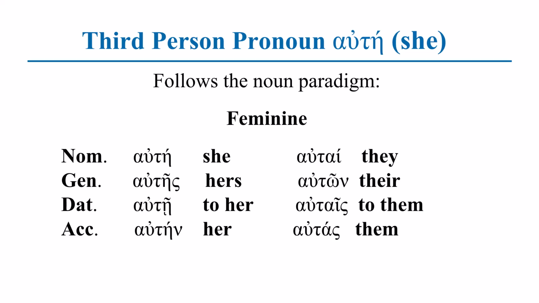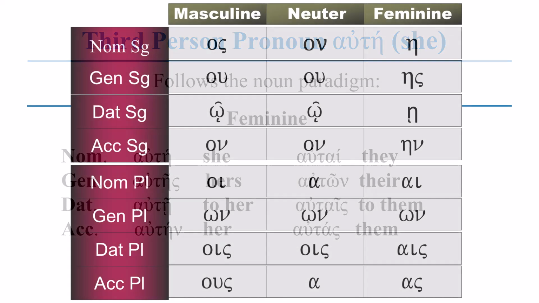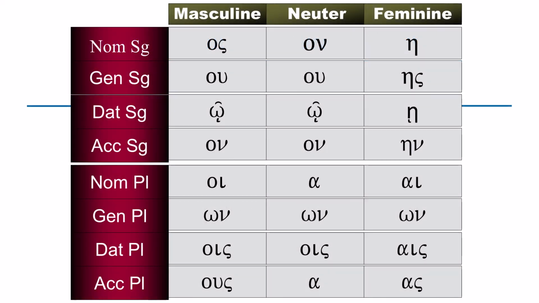So you have singular and you have plural paradigm. She is singular. They, if there are a lot of girls, you can say they, meaning plural. But the Greek is autē, meaning she, singular. Autai, meaning they, plural. So again, these endings are coming from the noun paradigm. So if you know the noun paradigm, it's very easy for you to know the third person pronoun paradigm. So it's very important for you to know this paradigm, because this is where the nouns are built from, and this is where the third person pronouns are built from.